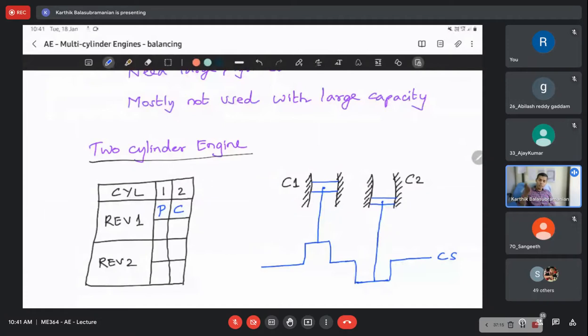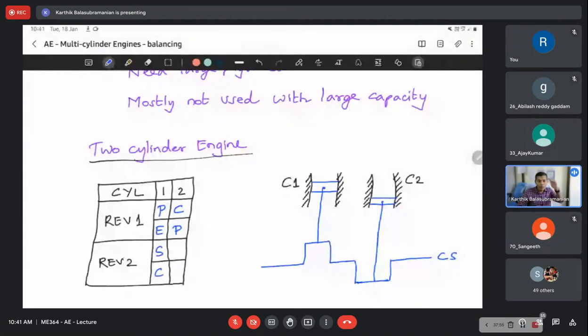So when there is expansion here, there is compression there. Right? After the power stroke, there is exhaust only. In cylinder 1, there is exhaust. And when there is exhaust in cylinder 1, there is a power stroke in cylinder 2. Correct? After compression, you get power. So after exhaust in cylinder 1, what will happen? Again suction. So after suction, again compression.